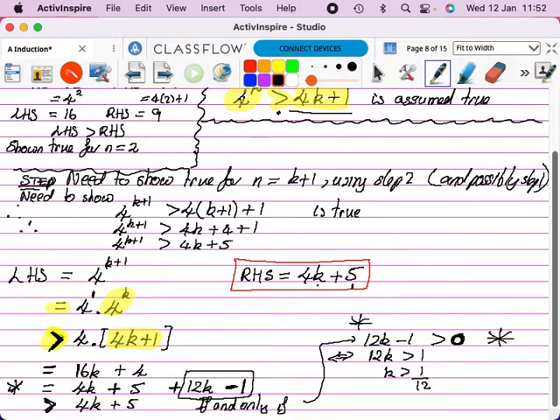So, at long last, hooray, fireworks! From step 1, k is greater than or equal to 2. Therefore, step 4, proof follows by induction. Ta-da! Finished. Okay then. Let's move on to the next example.